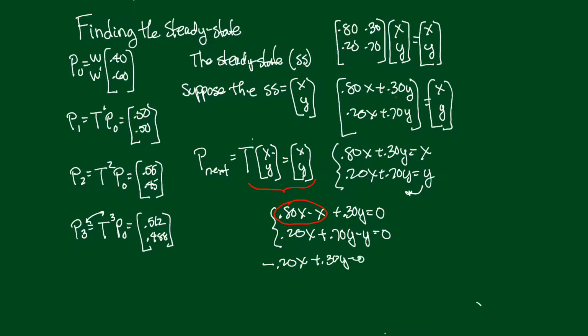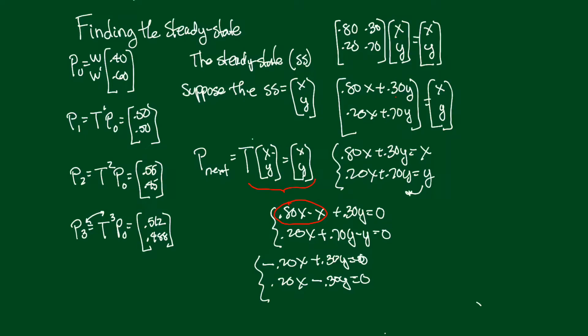0.30y equals 0. And in the second part, we have the 0.20x. And then what do we get here? Well, we're at 0.70 minus 1, right? 70 minus 100, if you like. 0.7 minus 1 is negative 0.3. So we get negative 0.30y equal to 0.